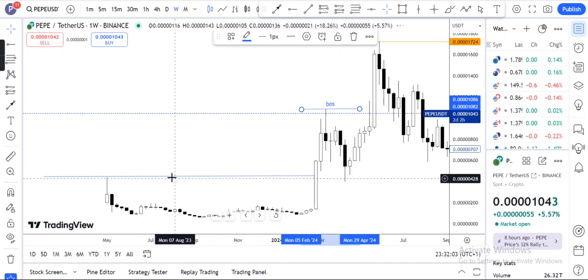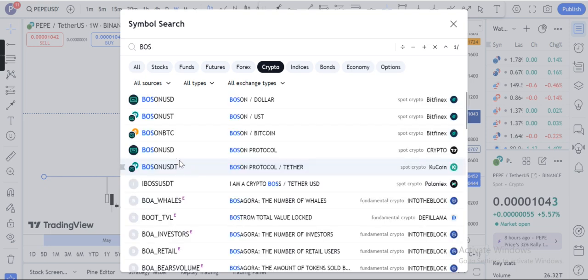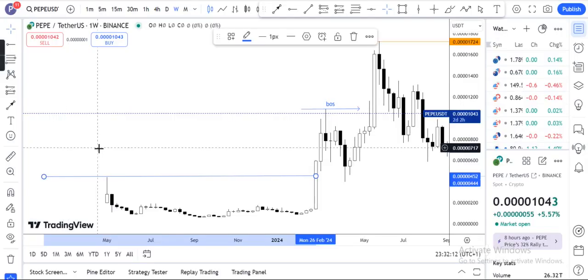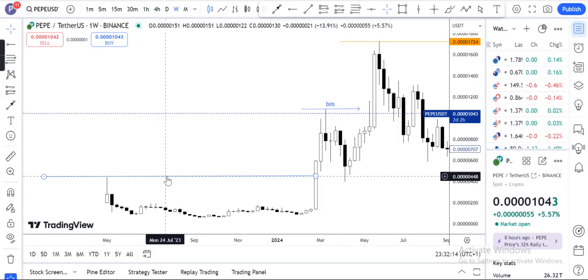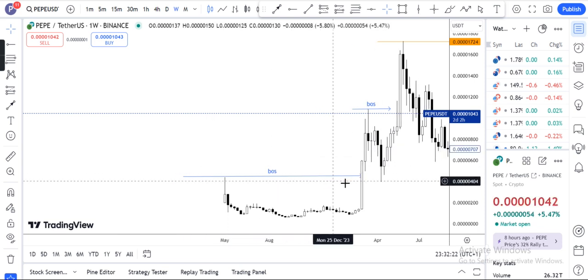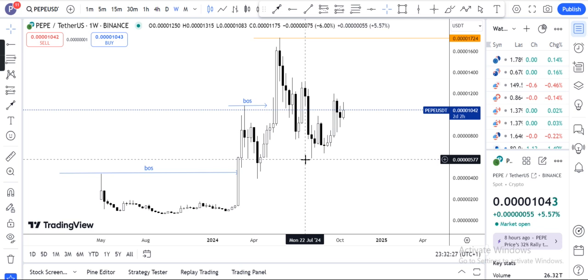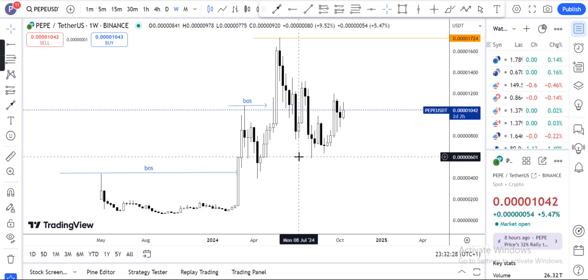And on this one, we also have our BOS. So we had a break of structure at this point, a break of structure at this point, and this is our higher high. So what can we clearly see?